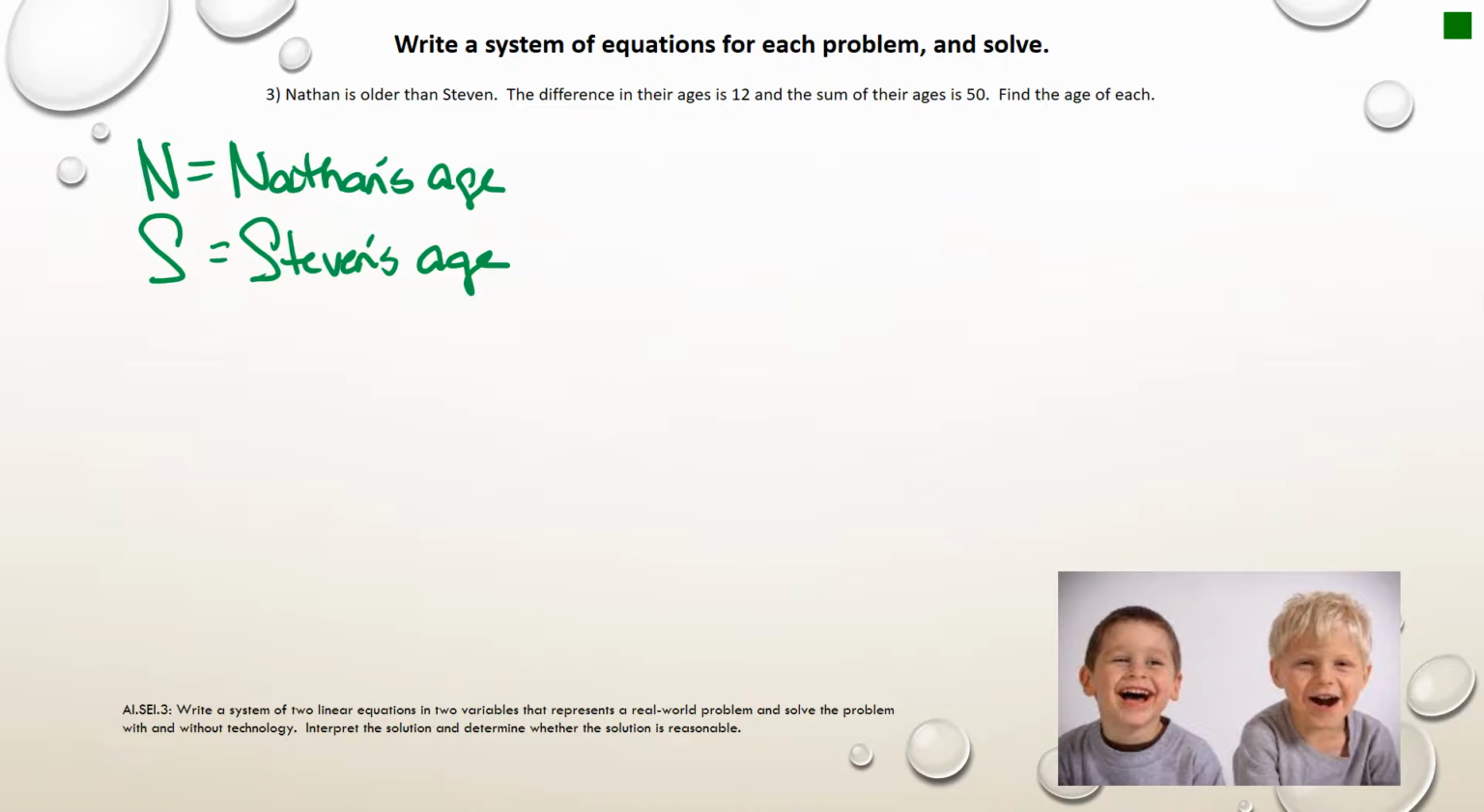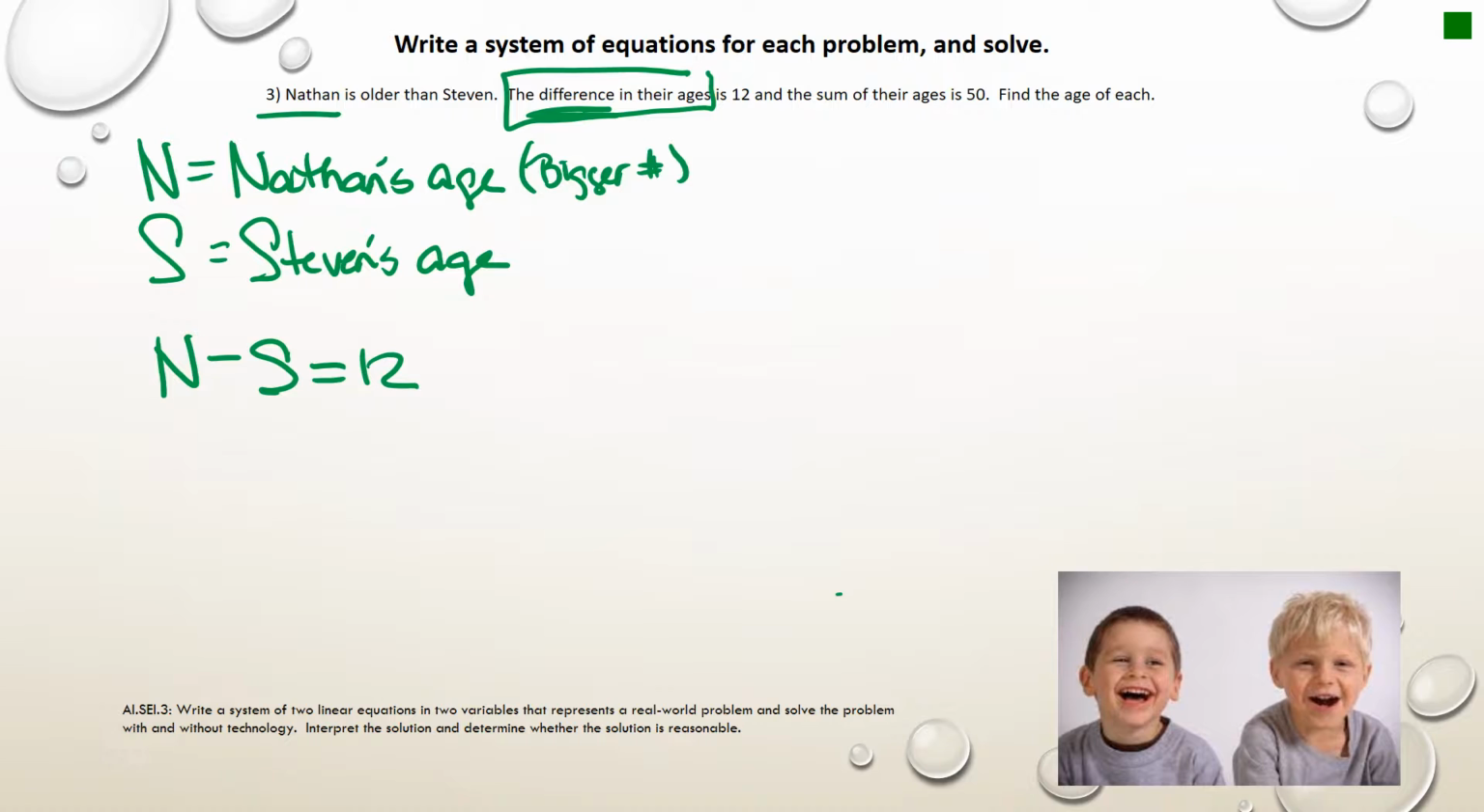All right, so by saying Nathan is older than Stephen, we know this number is the bigger number. Okay, that's important because difference means we have to subtract. So the difference in their ages, so that means Nathan minus Stephen is 12. Remember, is always your equal sign. The sum of their ages, so Nathan plus Stephen, there's my is again, 50.